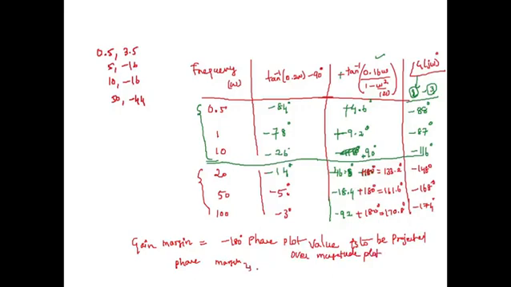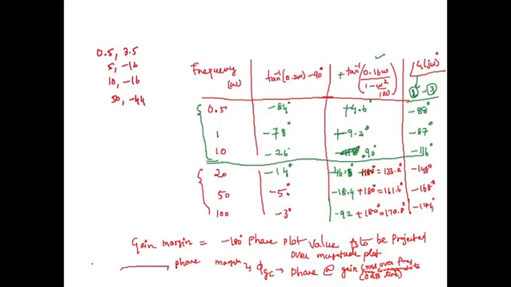Similarly, for finding phase margin, first you have to find out phi gc, that is the phase at gain crossover frequency. You know what is the meaning of gain crossover frequency? What is the frequency corresponding to the 0 dB line? The frequency corresponding to the 0 dB line is the gain crossover frequency. Right? So the phase at gain crossover frequency is phi gc.